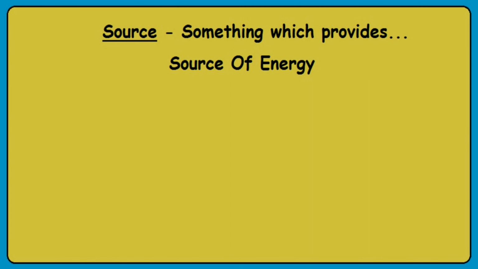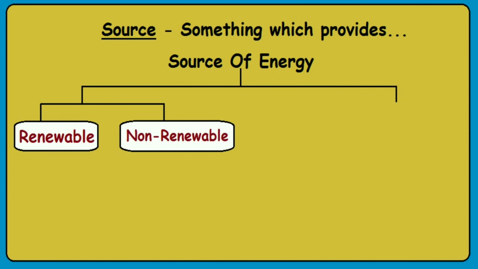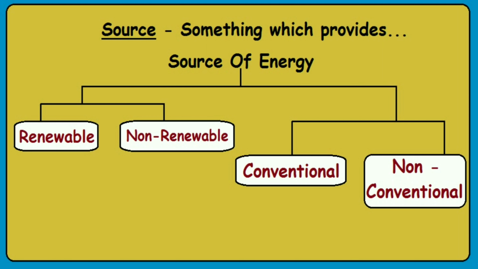There can be various ways in which we can classify sources of energy. Sources of energy can be renewable or non-renewable. They can also be conventional or non-conventional.